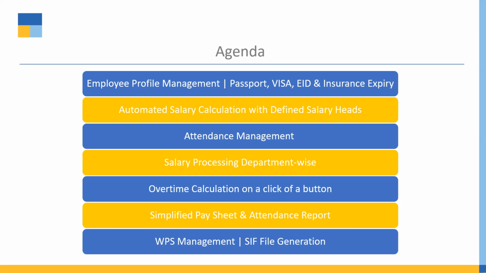Simplified pay sheet: at the end of the month, you want to see the pay sheet and the attendance report, the employee wise attendance report, so those are given. And the SIF report: at the end of the month you generate the salary and submit the SIF report. The SIF report is generated from Tally itself.